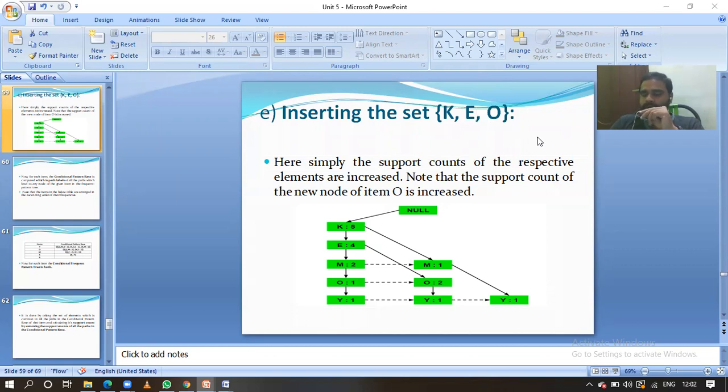Till now, any doubt? Hope you have understood this. I'm proceeding to the next level. By using this tree, we are going to proceed to the next level.